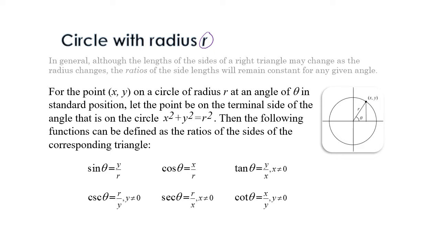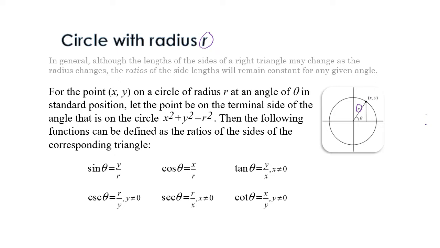So for the point xy on a circle that has a radius of r at an angle theta in standard position, let the point on the terminal side of the angle that is on the circle x squared plus y squared equals r squared. Then the following functions can be defined as the ratios of the sides of the corresponding triangle.